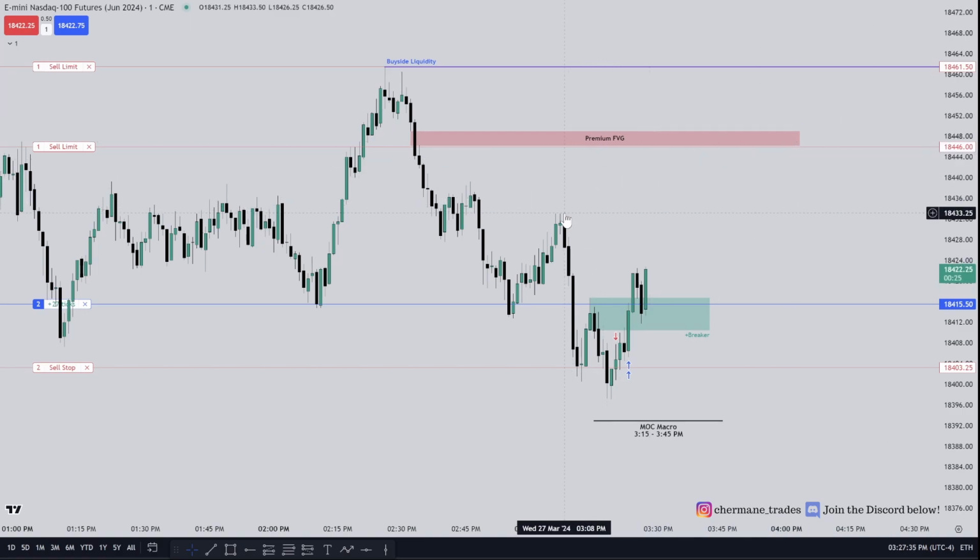Once we take out this high here, my stop loss will be moved to break even, and it'll be a risk-free trade. And once this partial gets hit, we would have recouped that previous loss, maybe even earn a little bit of profit, and we're holding out for buy side liquidity.